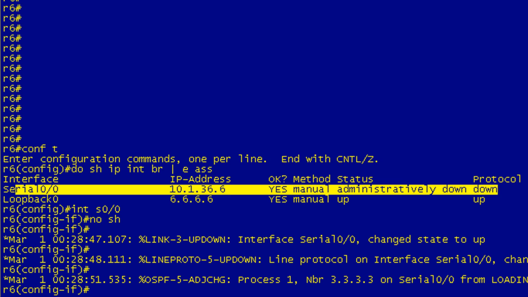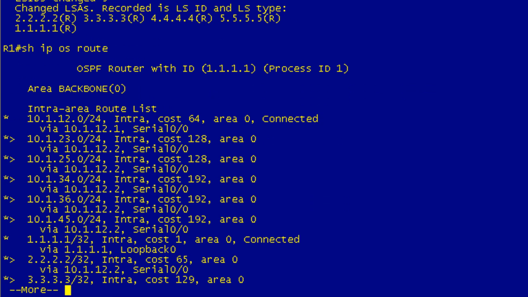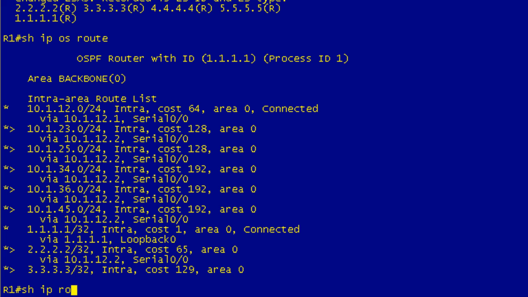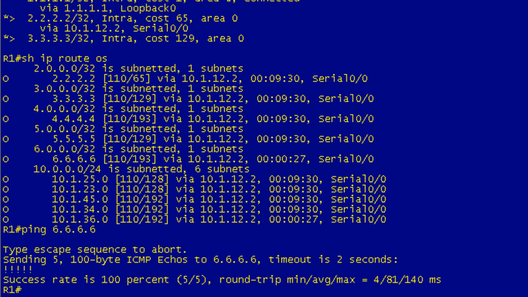We got an adjacency. So what we've done now, if you remember back to that topology, is added R6 connected to R3. And what we've done with the shortest path tree is we've added a leaf node on that connection. So now if we go back to R1, let's do a show IP route OSPF. Otherwise you're looking in the LSA database. I've done that a couple times now. And we can see that we do have a route to router 6. Let's just make sure that guy's up.